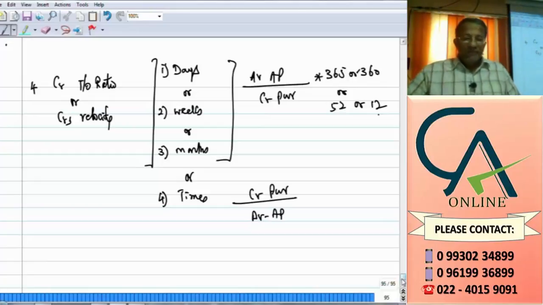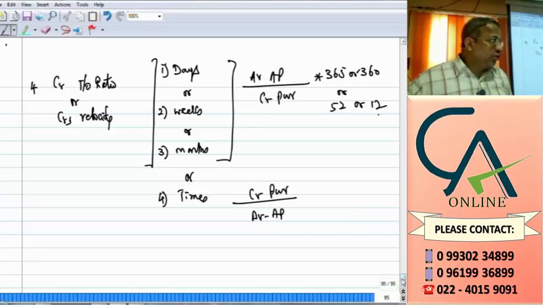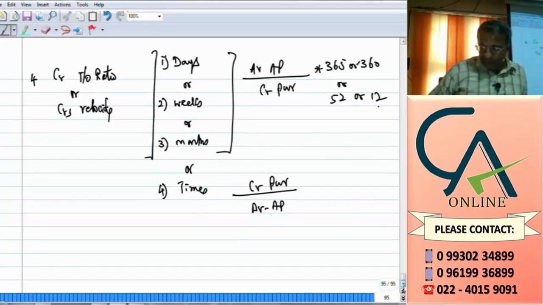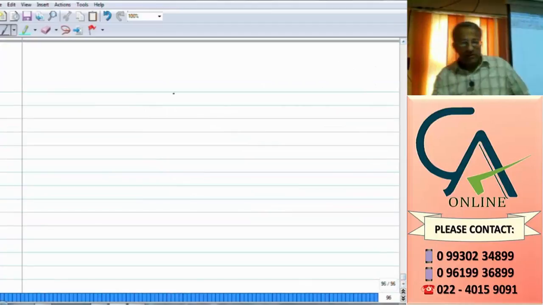We have just completed liquidity ratios. Now we will take up capital structure ratios.